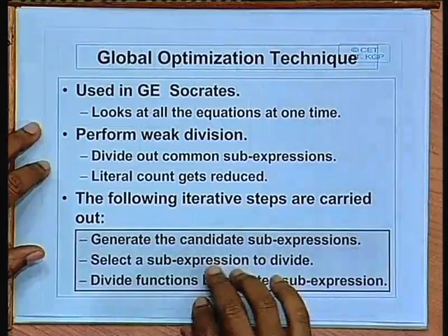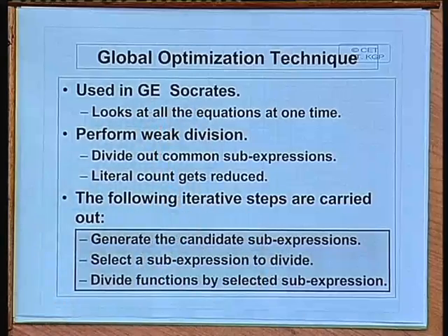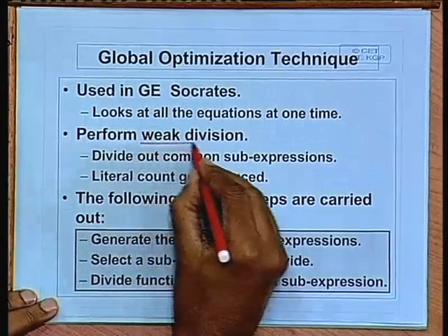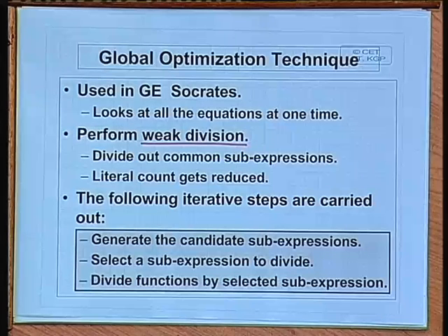So talking about global optimization, the technique we mentioned was used in a package called Socrates. This uses a method called weak division. See, the idea is very simple. This is a very well known method which has been used for a long time by compiler writers.